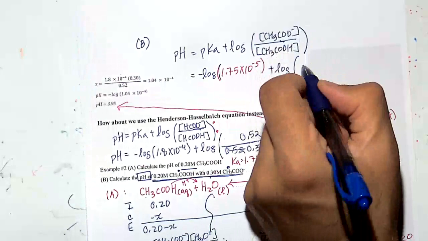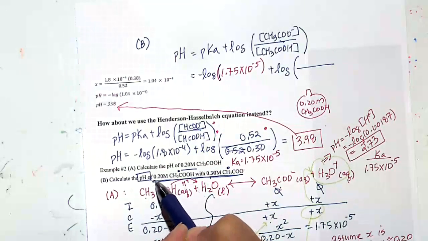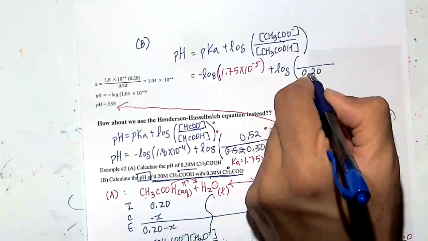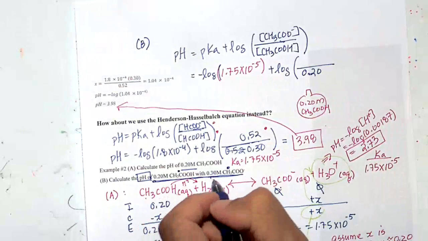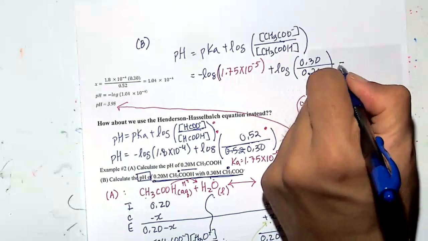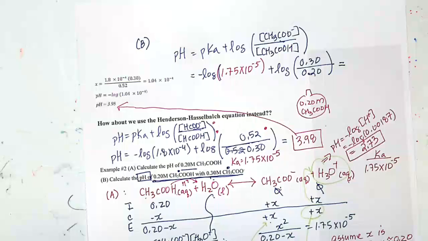That's pKa plus log the acetic acid. What is the acetic acid content here? 0.2. And what is the acetate, Susanna? It's correct. All right, everyone see that?